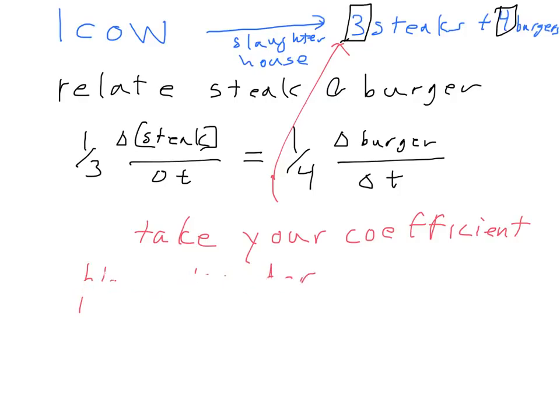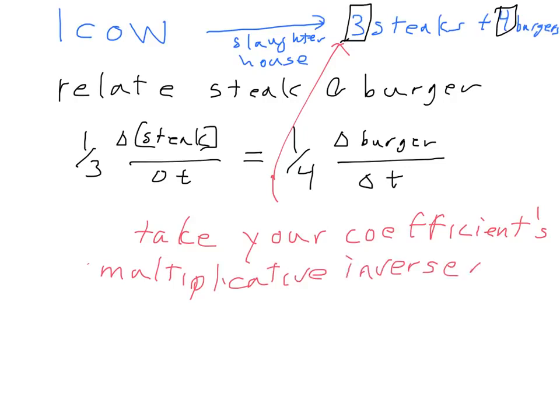Actually, let's do that adult style, shall we? Take your coefficients' multiplicative inverse, and multiply it by the change in concentration. And that will always give you the relationship. All right, let's bring this into the world of chemical equations now.